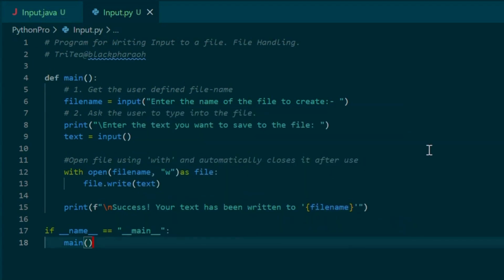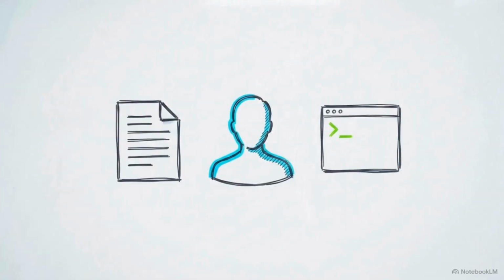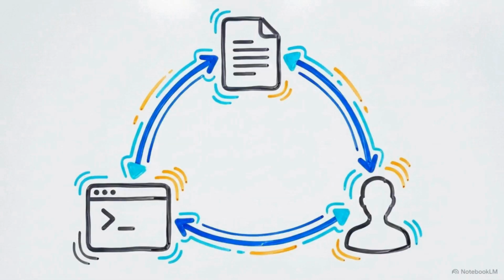Let's now move to the second one. Here is a standard text file, a computer terminal window, and a user. Today, we are building a mini file browsing utility to connect them.